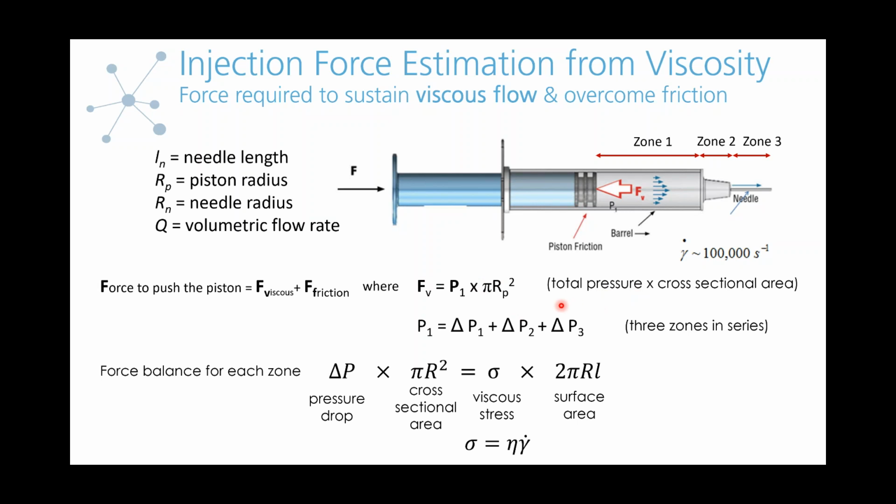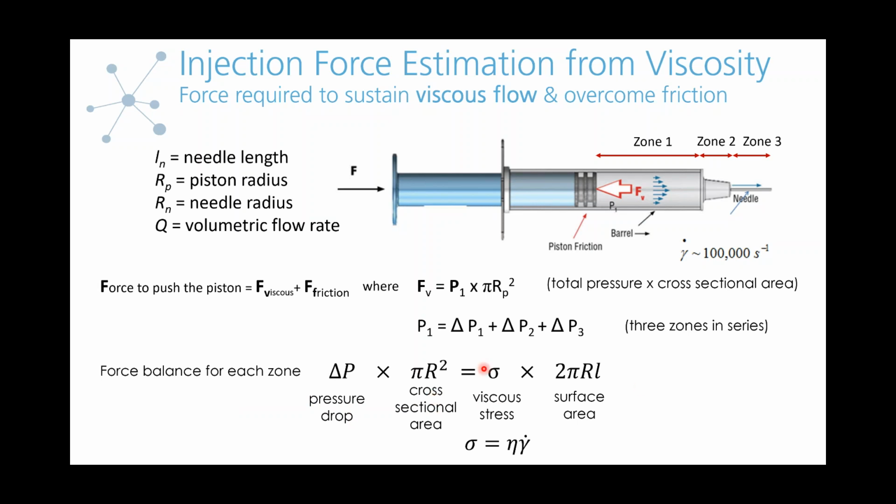And if you break down the syringe into different zones, you have zones 1 through 3. The barrel of the syringe, this tapered portion, and then the needle. So you have these 3 zones in series. And the way we're going to derive the force, the viscous contribution to the force, is basically by doing a force balance, which we have here. So on one end, we have the pressure drop times the cross-sectional area. So this is going to be the force you need to apply to the piston.